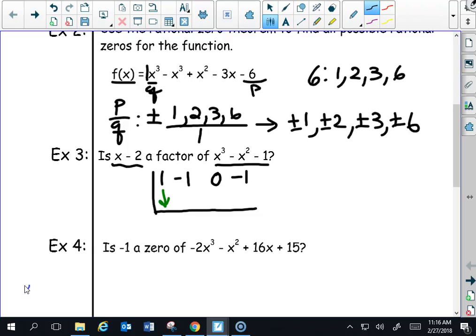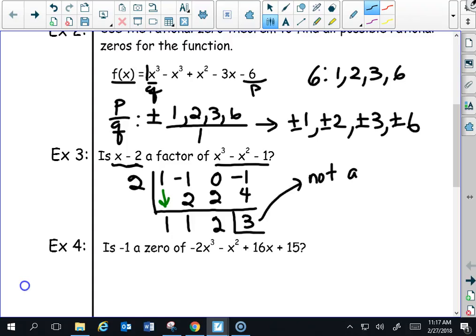All right, so I'm going to use the factor of -2, change the sign, I'll get a 2. Pull down my first coefficient of 1. 2 times 1 is 2. -1 plus 2 is a positive 1. 2 times 1 again is 2. Pull down the 2. I get 2 times 2, which is 4. Now when I combine 1 and 4, I get a 3. Because it's not a 0, then x minus 2 is not a factor.